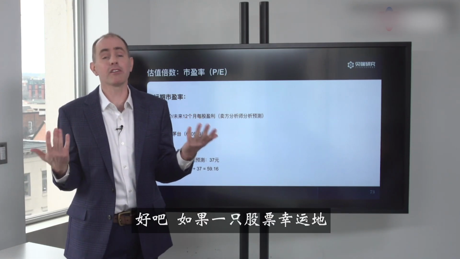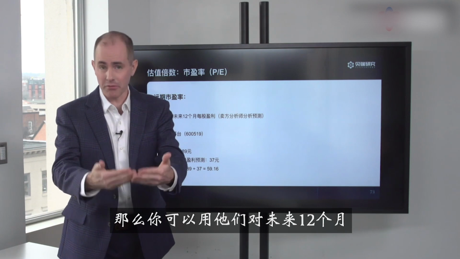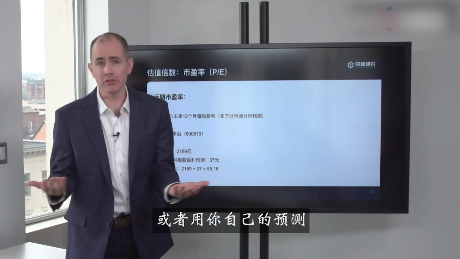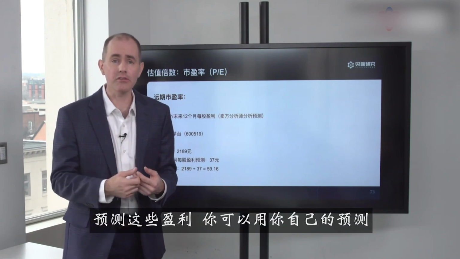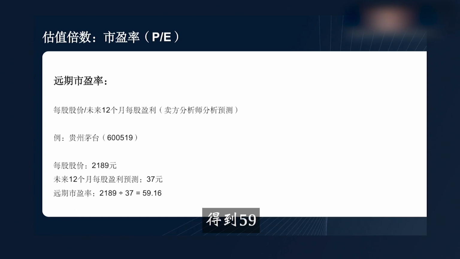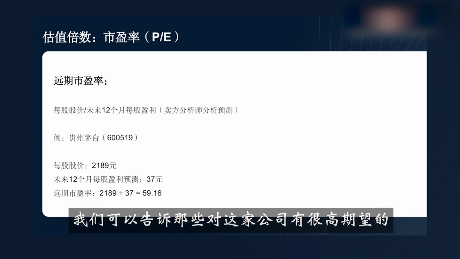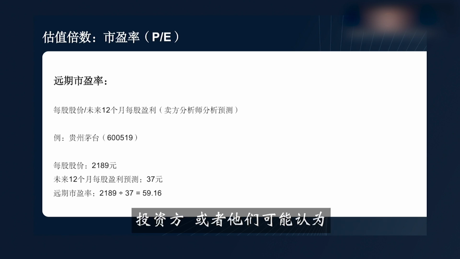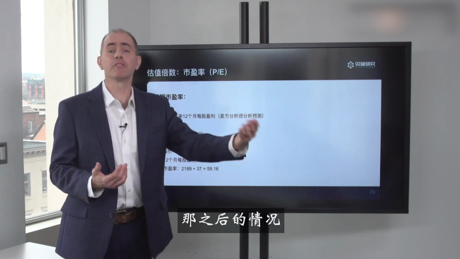Well, if a stock is lucky enough to be covered by sell-side analysts, you can take an average of their projection of the next 12 months' earnings. Or if you're deeply into that stock and serious enough to project those earnings, you could use your own. In this case, we take the price and the projected earnings, and we get a 59. This is very high. You might see 4 or 5 or 6 or 10 sometimes. So we can tell that investors have very high expectations of this company, or maybe that they think next year's results are not necessarily going to be indicative of how things are going to be after that.